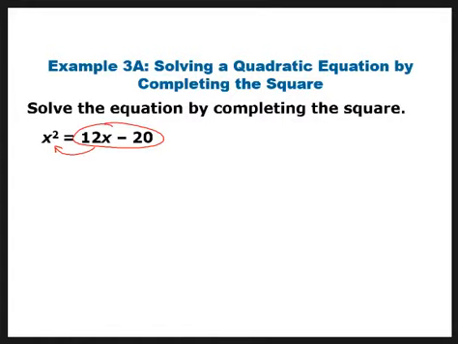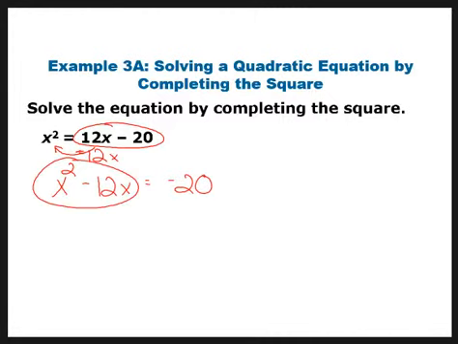Well, in this case, I'm not going to factor, so I'm just going to subtract the 12x over, and I'm going to leave the negative 20 on the other side. The whole idea is I want to take this right here and write it as a square of a binomial. So I'm going to write the same thing, but leave myself a space, because we're going to fill a number in here.